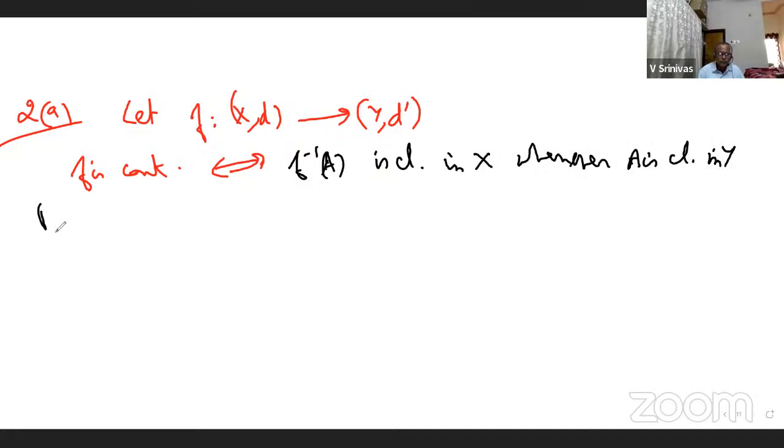F is a mapping from a metric space into a metric space. Why? Yesterday, or in the previous class, I was defining a metric space, and continuity I did not define. Let me define continuity, and then we'll come to prove this. So what do you mean by continuity between two metric spaces?